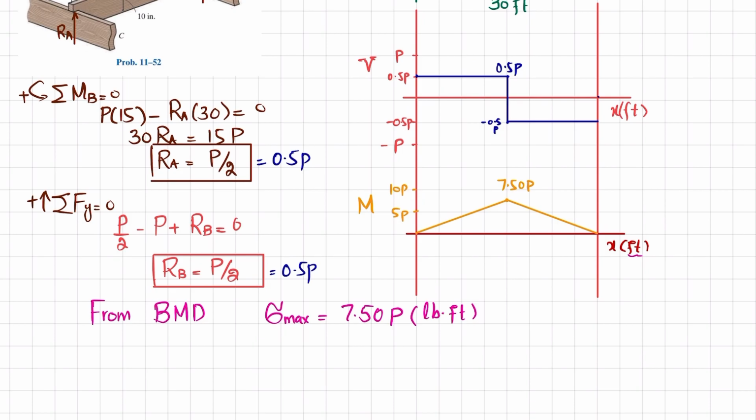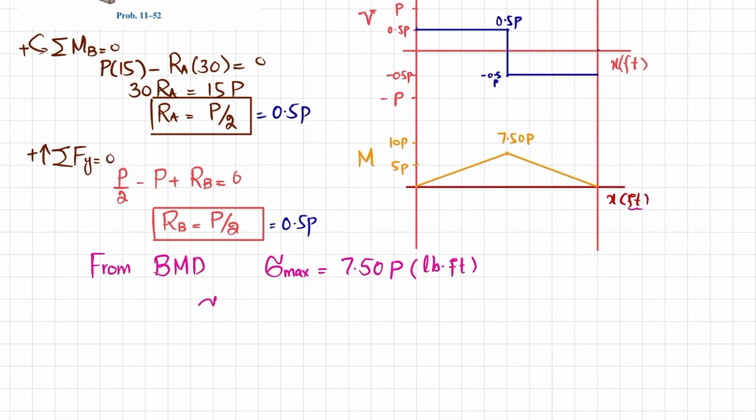Okay, now we know that the allowable or maximum bending stress is equal to the allowable bending stress, and that is equal to maximum bending moment into C divided by I. One more thing, this is not maximum bending stress, this is maximum bending moment. So now you can see that the maximum bending moment is 7.50 P, and to convert it into inch we will multiply it with 12.